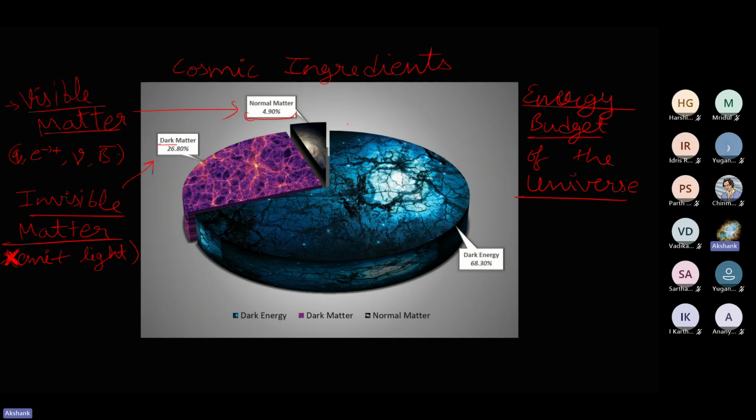That's why it is dark. That's why it is invisible to us. And then the rest of the 68% or 69% of the energy of the universe is your dark energy. And as I said, we will assume dark energy to be lambda, the cosmological constant. Okay, good.